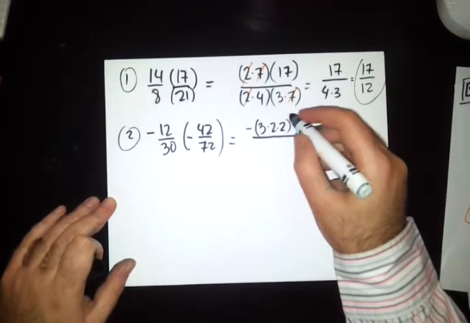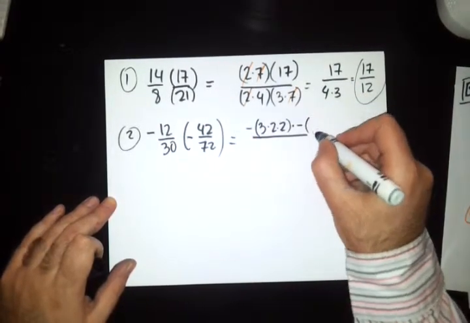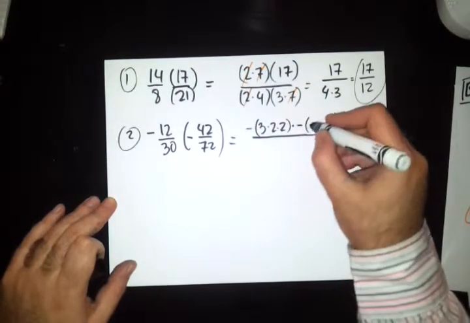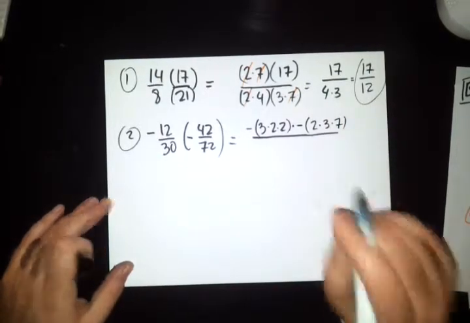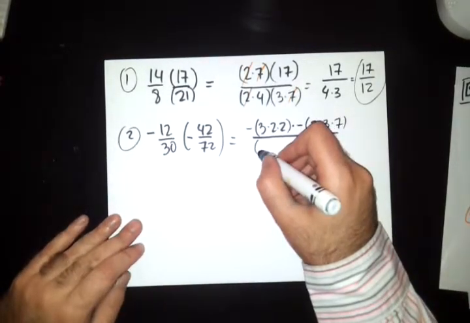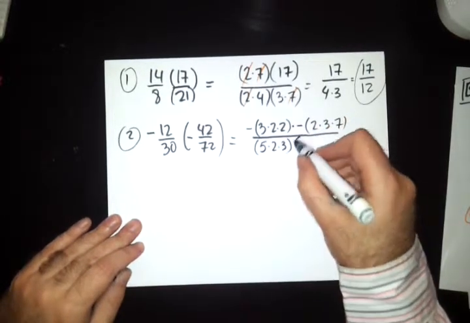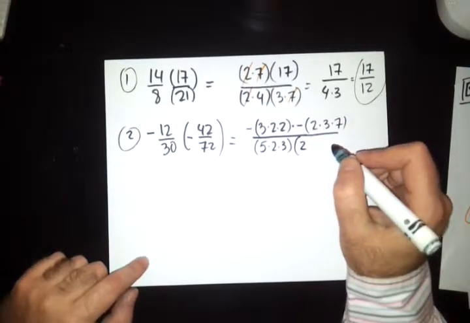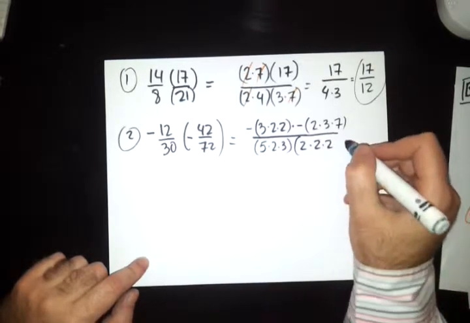The 42, I'm going to write the negative outside again. I can break down the 42. That's 2 times 21. And 21 is 3 times 7. So 2 times 3 times 7. Fully broken down. The 30 is 5 times 6, and I can break down my 6 into 2 times 3. So 5 times 2 times 3. The 72, that's 2 times 36. And 36 is 2 times 18. And 18 is 2 times 9. And 9 is 3 times 3.